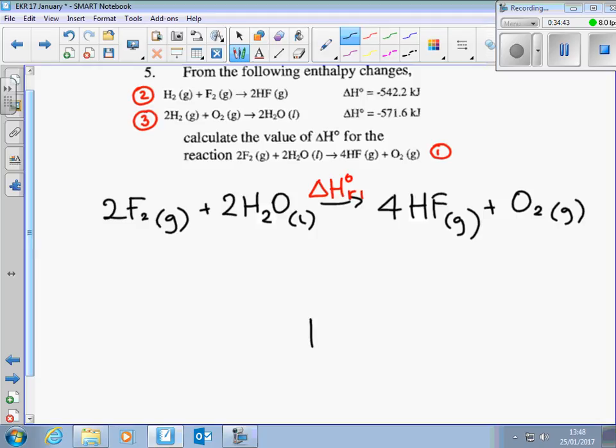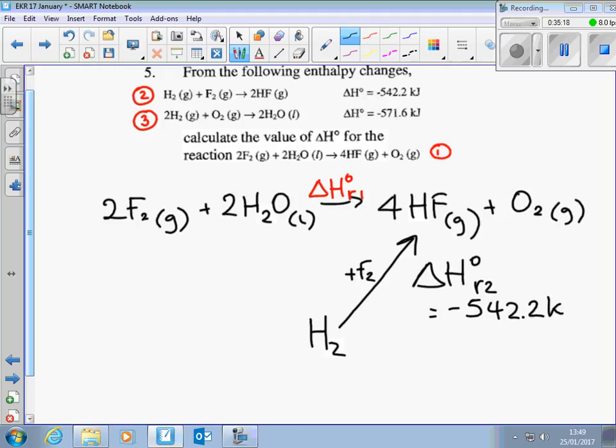Let's put what else are we going to need? The hydrogen's going to be the common part of this. But if we go from hydrogen to hydrogen fluoride, H2, effectively it's plus F2 coming up here. All right, it's told us that that is a delta H of, which one are we going to call this then? Let's call that 2, obviously, is minus 542.2.